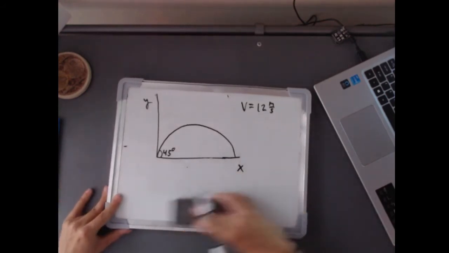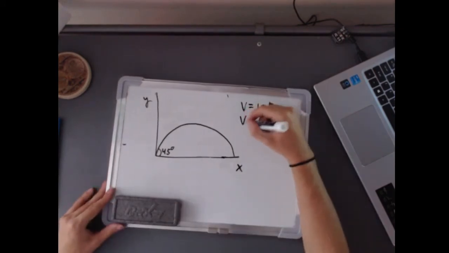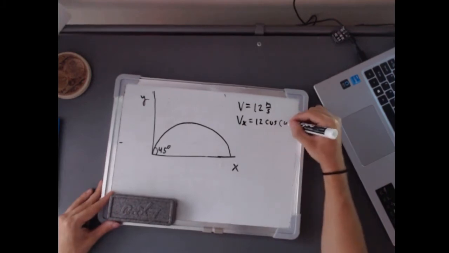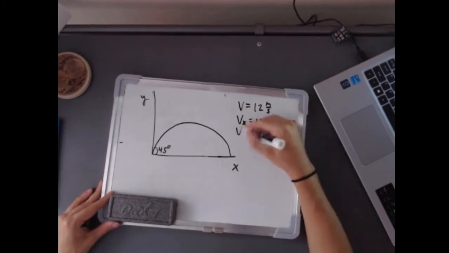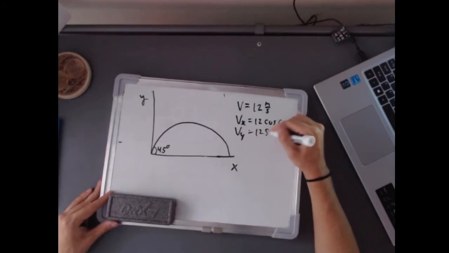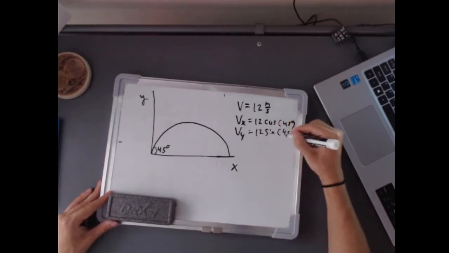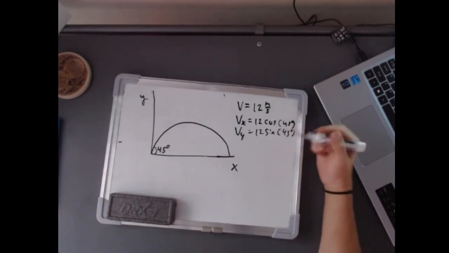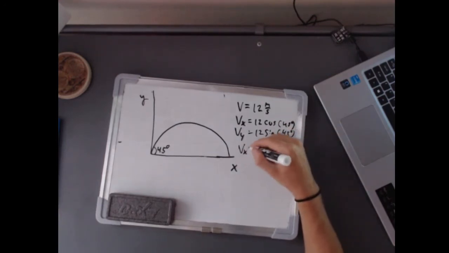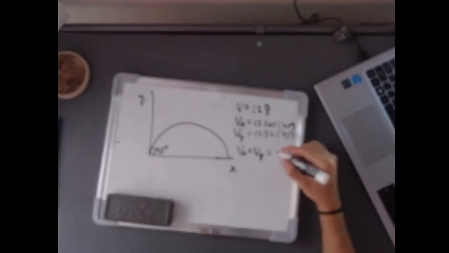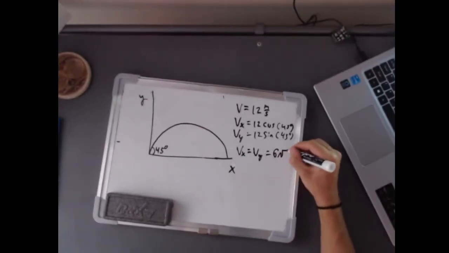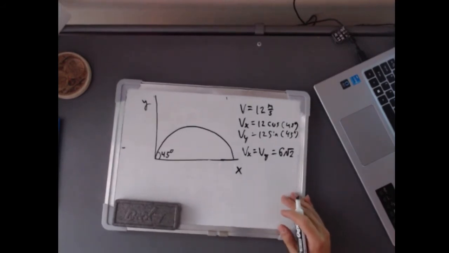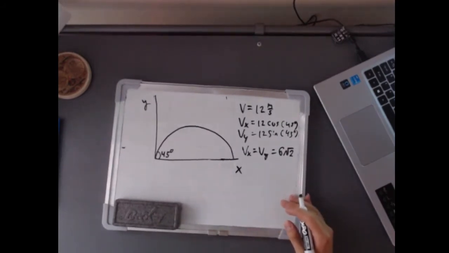All right. With that, we can find Vx is equal to 12 times cosine of 45, and Vy is equal to 12 times sine of 45. Sine of 45 is equal to cosine of 45 is equal to square root of 2 over 2. So Vx is equal to Vy is equal to 6 times square root of 2. Voila. Now, the question is asking us to find the marble at its maximum height.